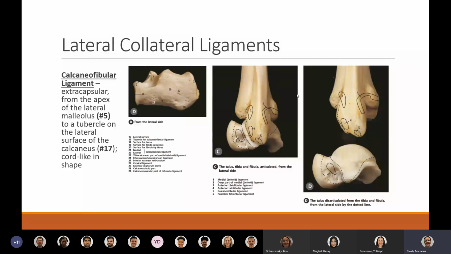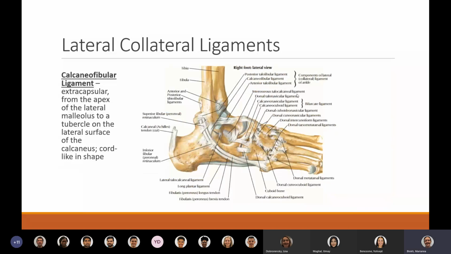Okay, calcaneofibular is different. It looks like a little fettuccine. You can actually see it. It runs from your calcaneus to your fibula on the lateral side, right? It's distinct. It's capsular. Cord-like in shape. I believe that's the second one to be injured after the ATFL, if the sprain is bad enough. It's going to be your calcaneofibular. Okay.